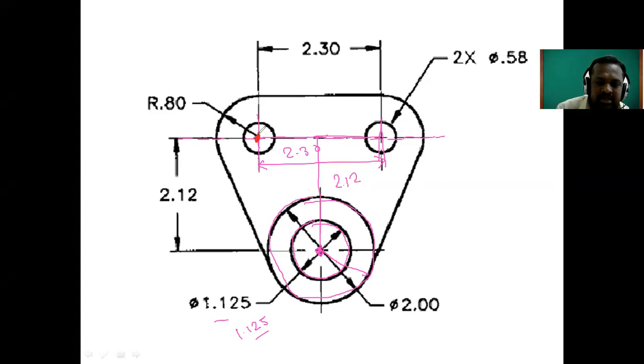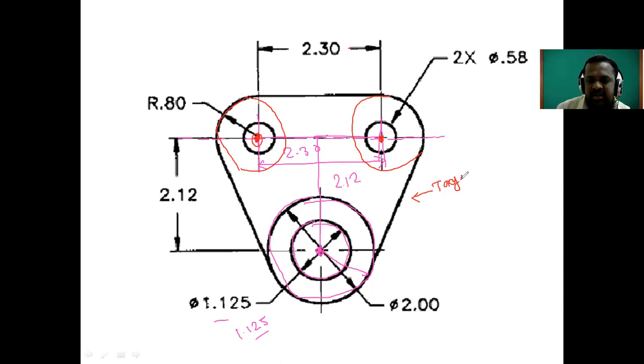Then from this point, by considering this as a center point, we have to draw this circle of radius 0.80. Again, from this center point, we have to draw this circle of radius 80, and then we have to join with the help of the tangent line. See, this is the tangent line.